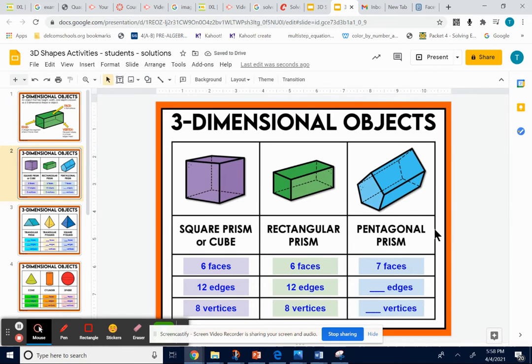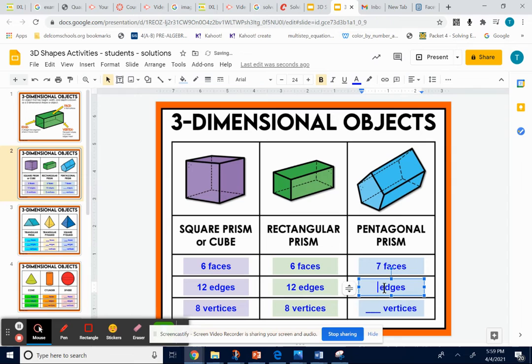Edges. Oh boy. I'm just going to look along all the rectangles. Here's 1, 2, 3, 4, 5. Now I'm going to look at the pentagons. Here's 1, 2, 3, 4, 5 more edges on that pentagon. And there'd be 5 more edges on the back pentagon. So that's 5, 5, and 5. There's 15 edges.